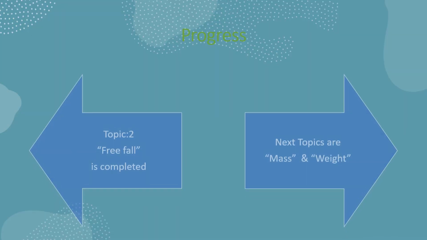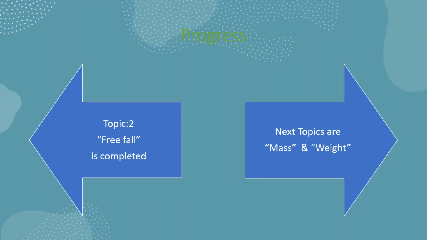Now let's end this. In this class, we learned topic 2 of gravitation, which is free fall, and we did a couple of calculations, finding the velocity of the car or the time taken for an object to reach some distance, etc. We learned Newton's laws of motion. At the same time, we learned three equations of motion, which are derived from Newton's fundamental laws of motion. Next topic, we'll focus on mass and weight.